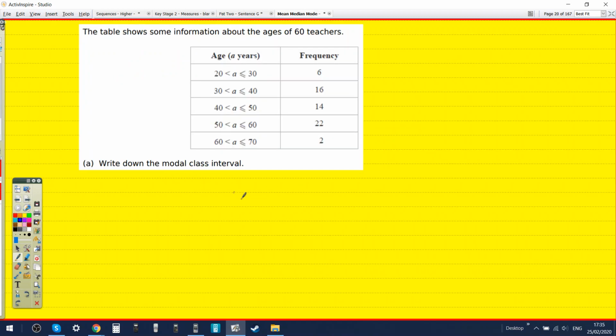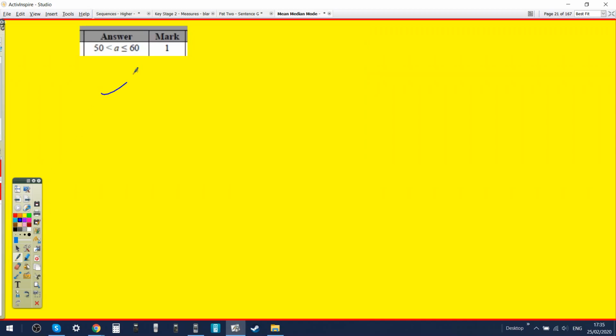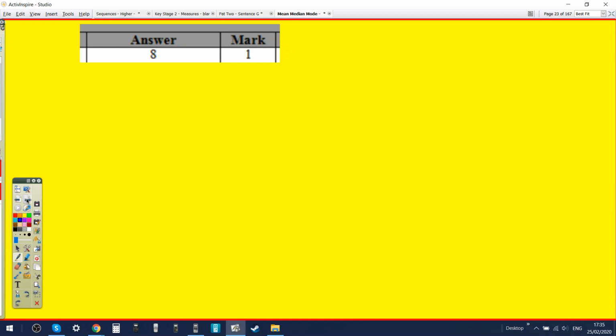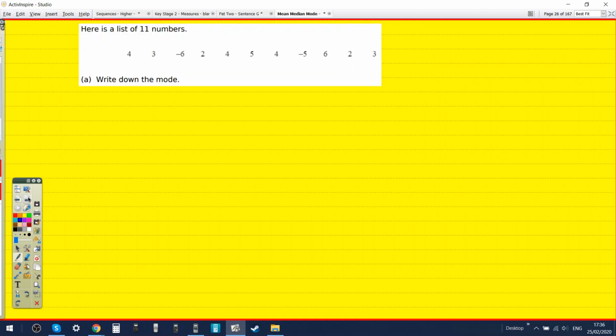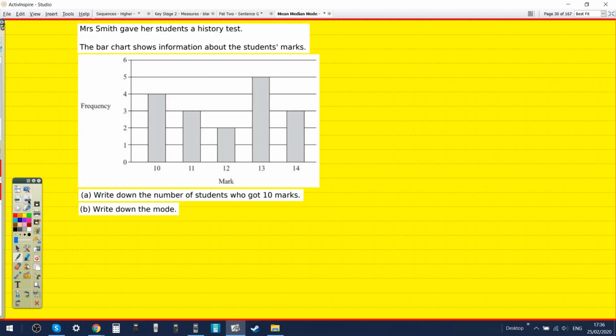What is this? The modal class interval. What's modal class interval? So these are all class intervals. So which of those is it, the mode for this one? Oh, 50 to 60. Yes, 50 to 60. I think this is their age. It's the most common age, between 50 and 60. We said that was 8. That was 19. I think it'd be fine for these ones.